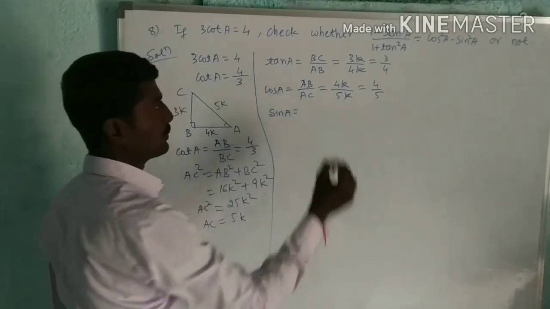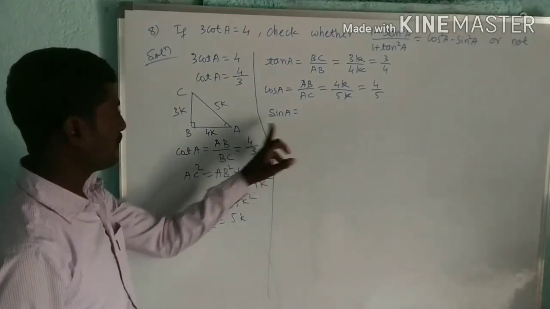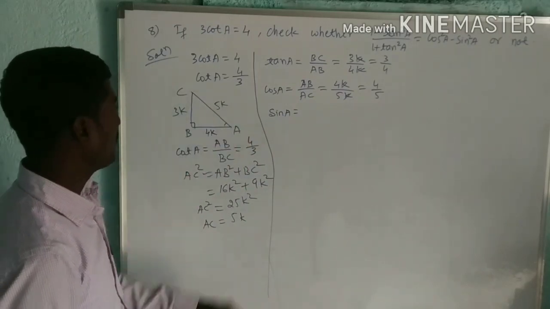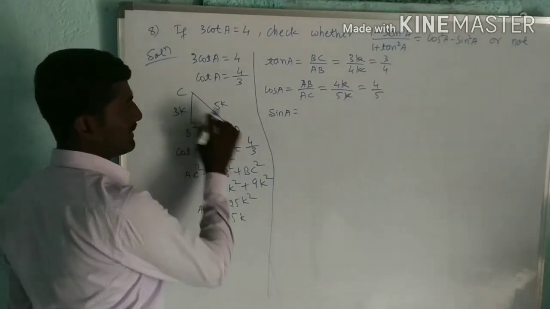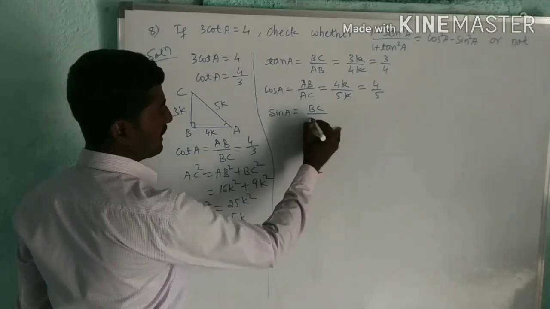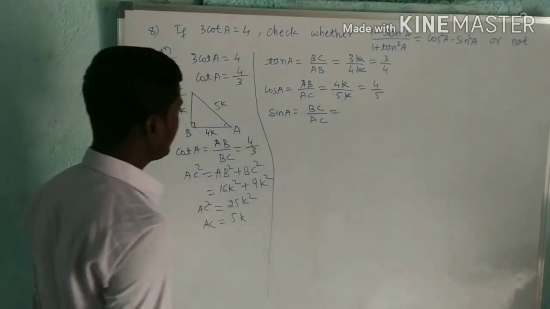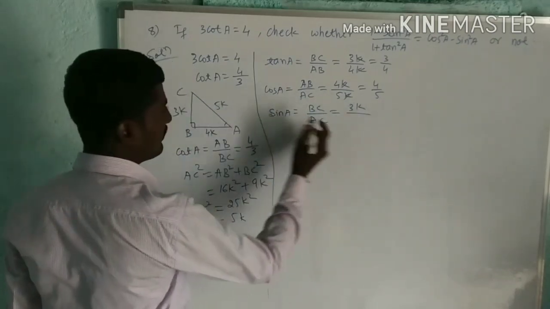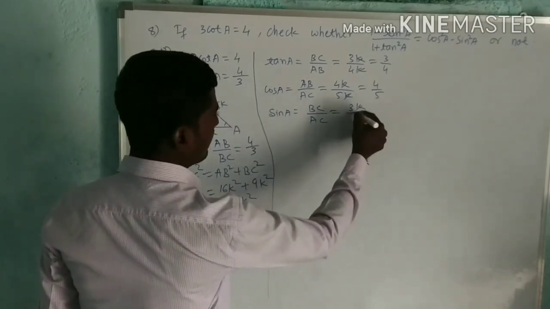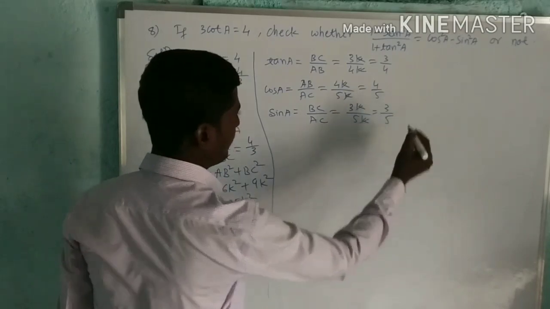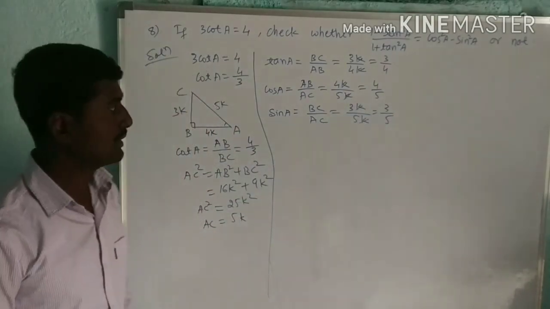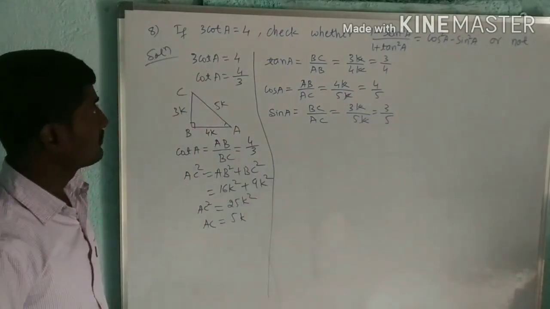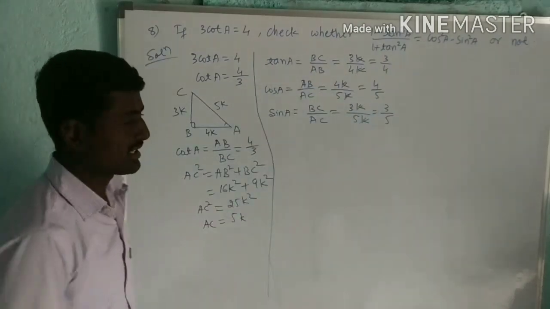Now another one, sin A. Sin A is opposite side divided by hypotenuse, that is BC by AC. BC divided by AC, BC value is 3K divided by AC value 5K. K gets cancelled. 3 divided by 5 I am getting. Okay, 3 by 5.